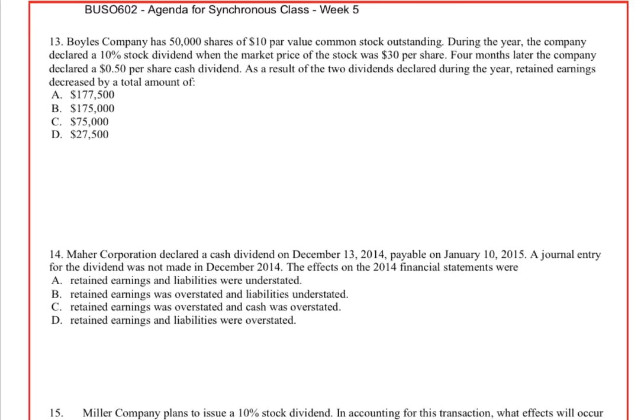Question 13. Boyle's company has 50,000 shares of $10 par value common stock outstanding. During the year, the company declared a stock dividend. It was actually 10%, which seems surprisingly high to me, when the market price of the stock was $30 per share, and 4 months later, they declared a cash dividend. As a result of the two dividends declared, what is the impact on retained earnings?